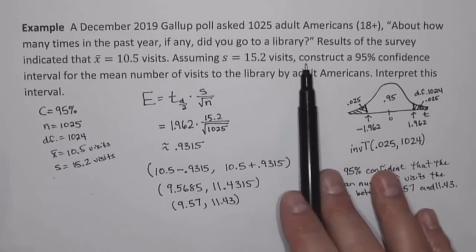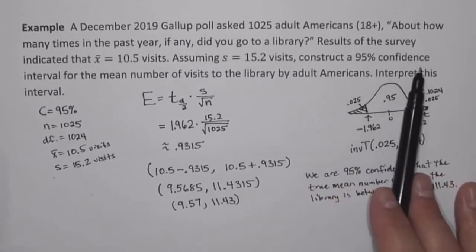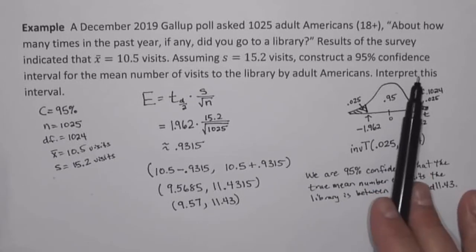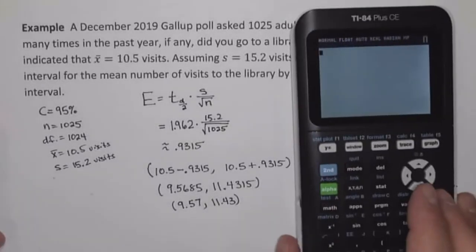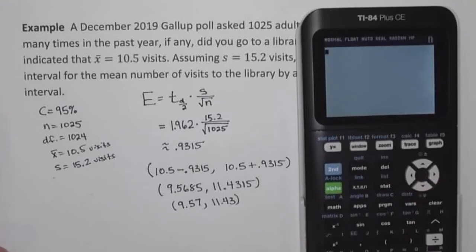Well, we're going to focus on using technology to construct the confidence interval. We've already done the rest of the problem in the previous video, so we're just really interested here in how we go about constructing the confidence interval with technology. So first of all, I'm going to bring in the calculator and show you how to do this on the calculator.